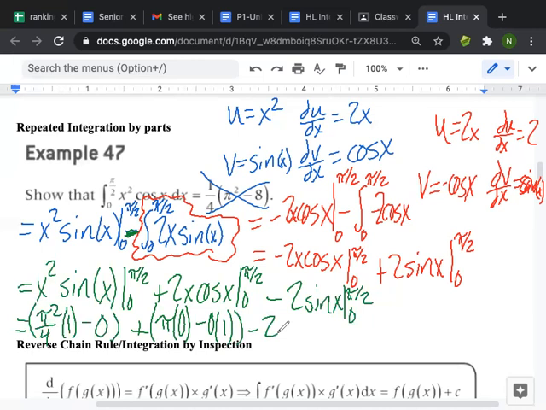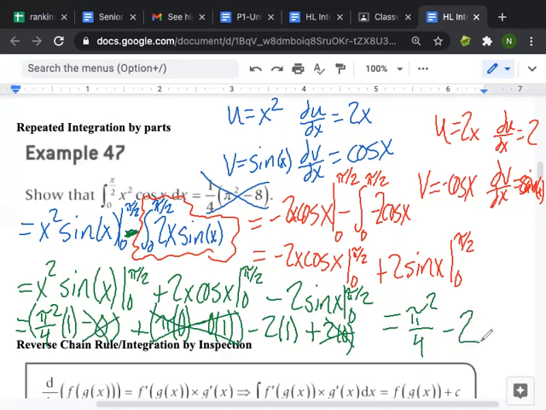So sine of pi over 2 is 1. So I have 1 here. Minus 2 times 1. Minus a negative. Sine of 0 is 0. All of this comes out mostly to zeros. So this whole term goes away because it's just 0 times 0. This term goes away because it's 0. This term goes away because it's 0. So we're just left with pi squared over 4 minus 2.